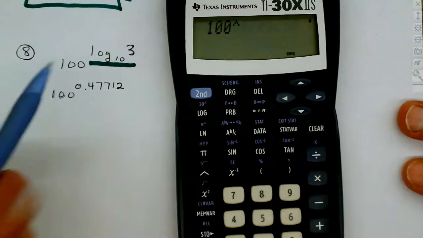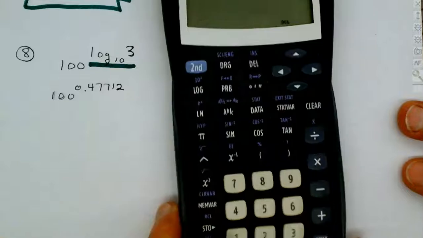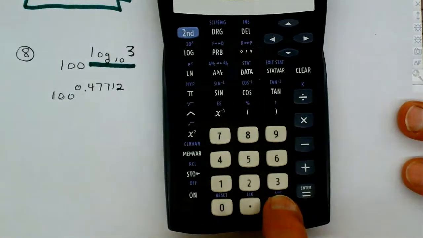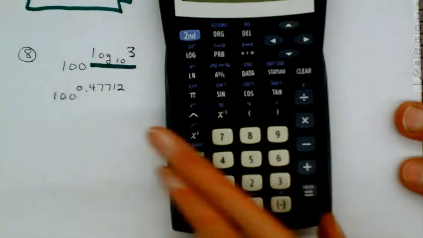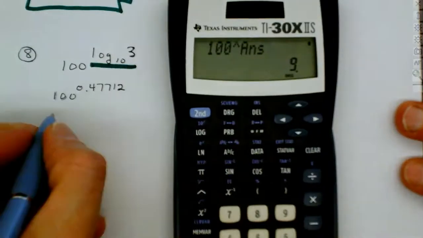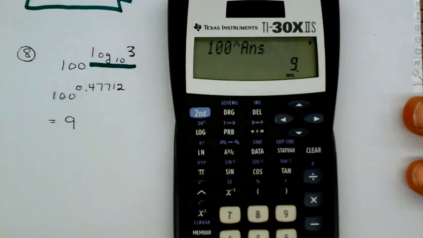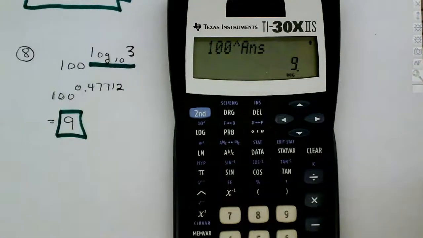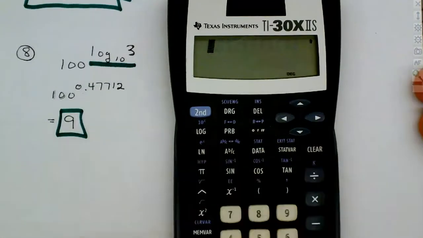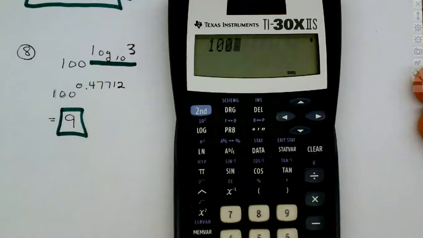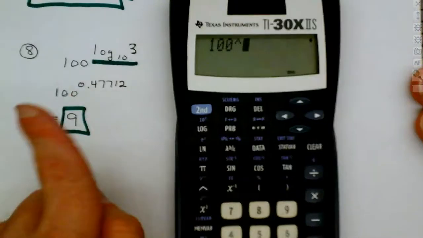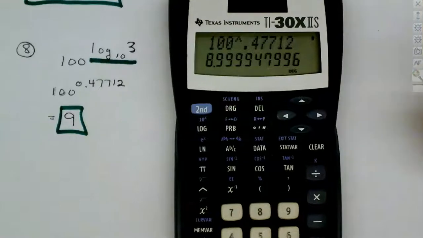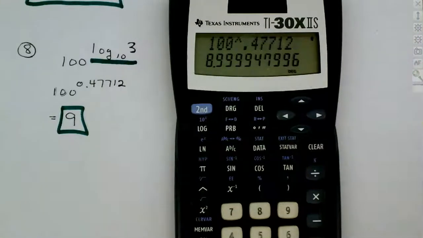And if we didn't write it down and we want to just keep it in our calculator, then you could go get the second, and that ANS is the answer button. And then hit your equals. And that's going to come out to be 9. So your final finished answer would be 9. So again, we did our logarithm first, and then we did 100 caret, if you wrote it down, 0.47712, and that comes out to be 8.999, which is then 9.